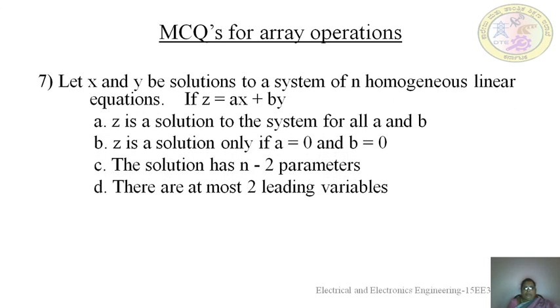Let x and y be solutions to a system of n homogeneous linear equations. If z is equal to ax plus by, then the first option is z is a solution to the system for all a and b. Another option is z is a solution only if a is equal to 0 and b is equal to 0, and the solution has n minus 2 parameters and there are at most 2 leading variables. So this is a linear equation. Therefore the first one will be the right answer, that is, z is a solution to the system for all a and b values.